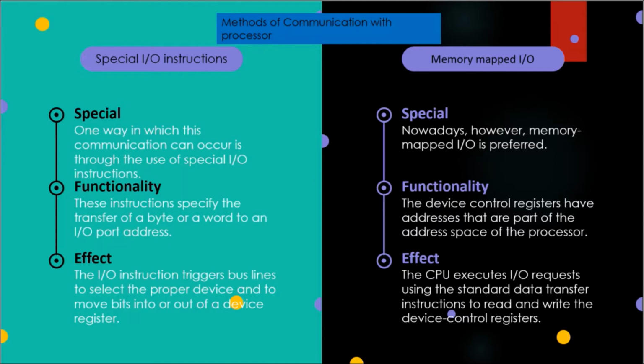The device control registers will have addresses that will be part of the address space of the processor, which means the processor does not see them as separate entities. The input-output ports and the regular memory addresses will not be seen as separate entities. The processor looks at them as one single block, which is why the CPU will be able to execute input-output requests using standard data transfer instructions to read and write the device control registers.